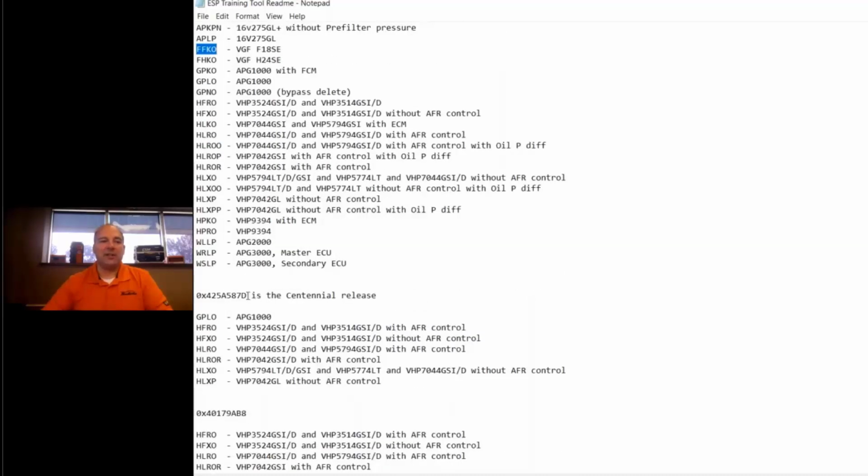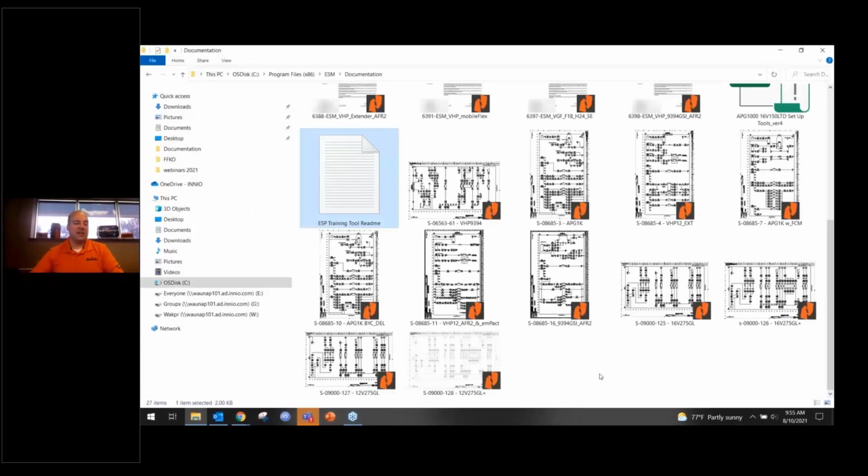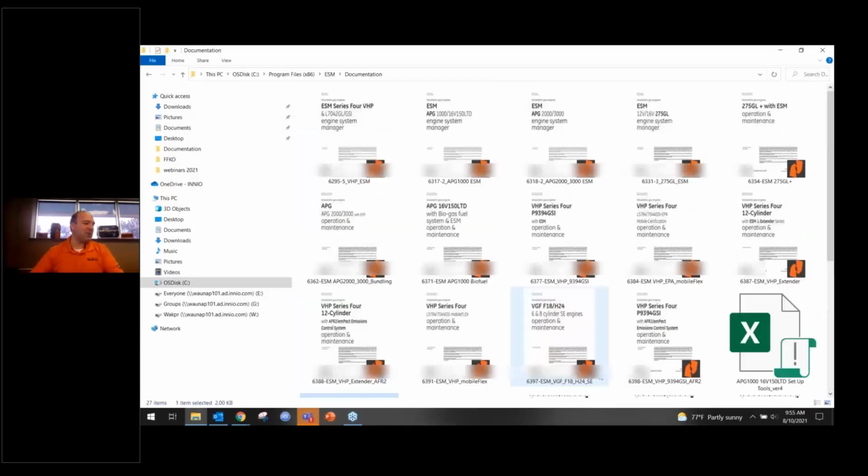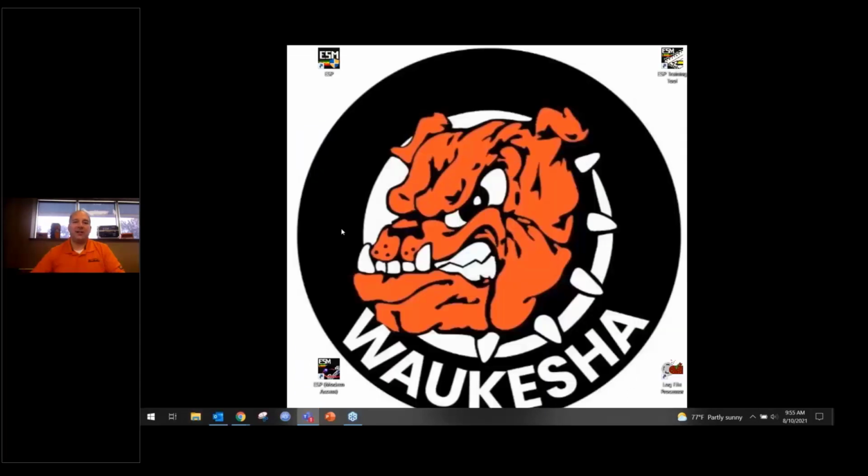On that older Centennial version, that's going to be in a different group, and we said that we had that HLXO, which was an engine that didn't have an air-fuel ratio control. So you can find out what workspaces you want to use. So those are two extra little cheats that we wanted to make sure we showed you how to find within your ESP loaded software.